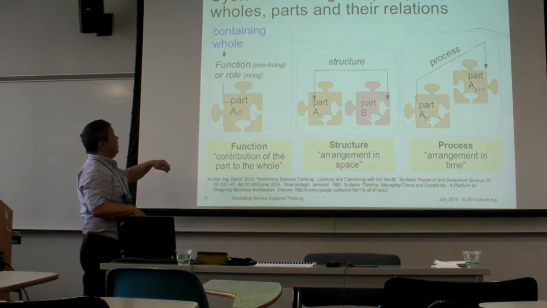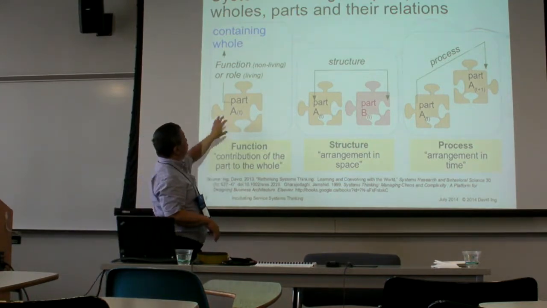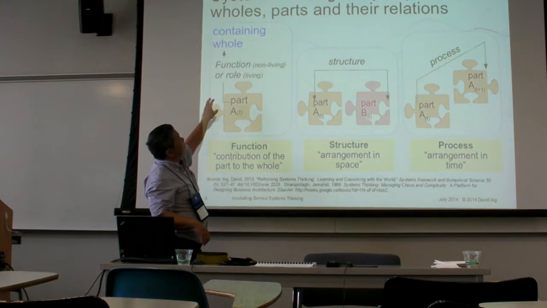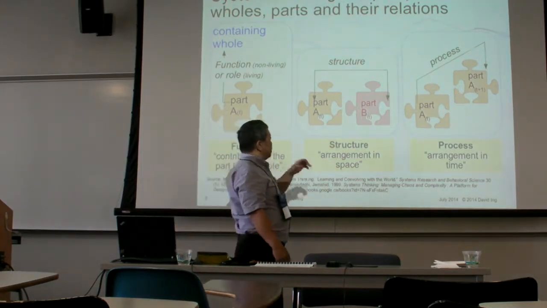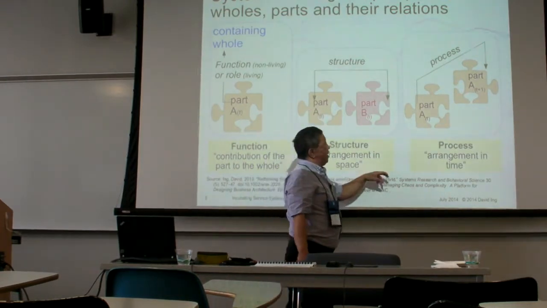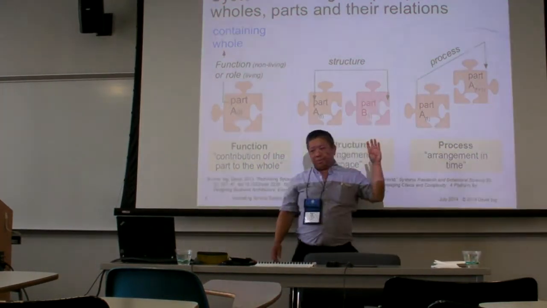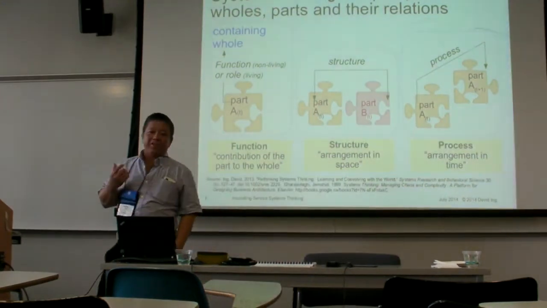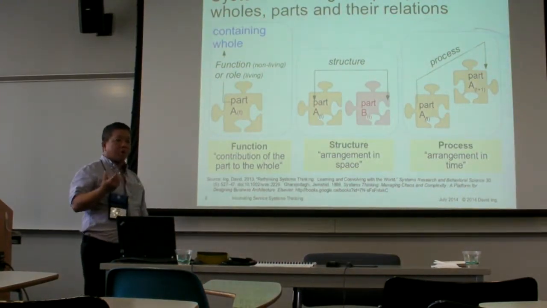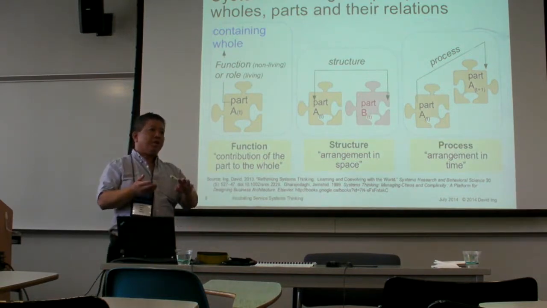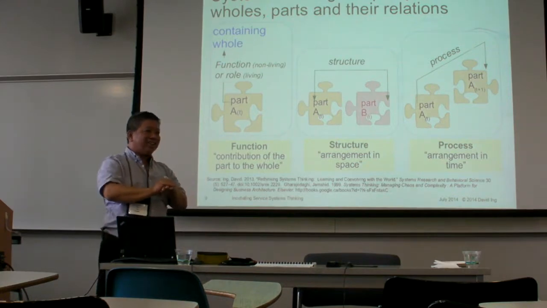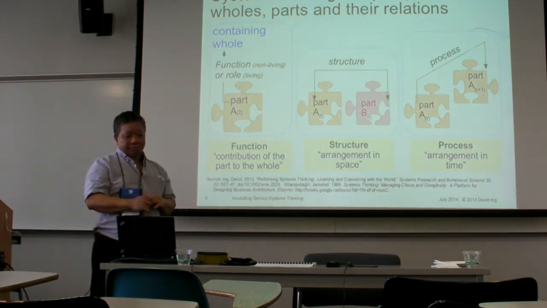You have the function, which is a contribution of the parts to the whole. If it is a non-living part, you call it a function. If it's living, you call it a role, according to Jamshid. Structure is an arrangement in space, and process is an arrangement in time. When we talk about parts and their relations, it could be part-part relations or part-whole relations. There's also the possibility of whole-whole relations, which get really interesting. The original research by Angyal back in 1941 was about psychology. People who have multiple personalities inside their heads have multiple wholes there.